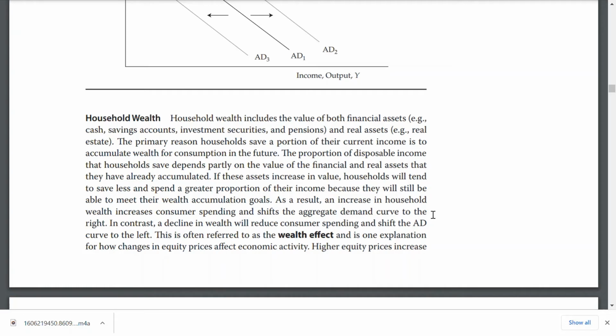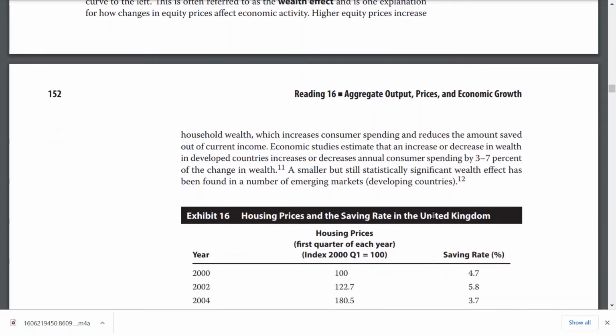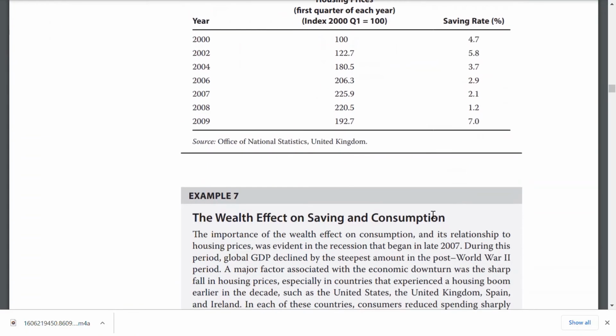This is often referred to as the wealth effect and is one explanation of how changes in equity prices affect economic activity. Higher equity prices increase household wealth, which increases consumer spending and reduces the amount saved out of current income. Economic studies estimate that an increase or decrease in wealth in developed countries increases or decreases annual consumer spending by 3 to 7% of the change in wealth. A smaller but still statistically significant wealth effect has been found in a number of emerging market and developing countries. Okay, here's the wealth effect.